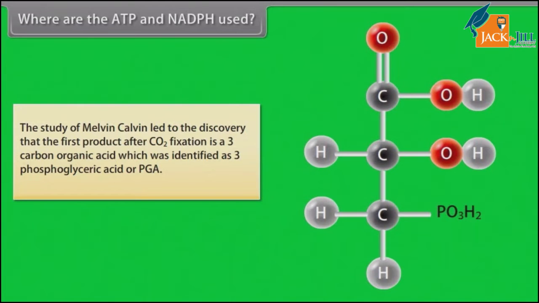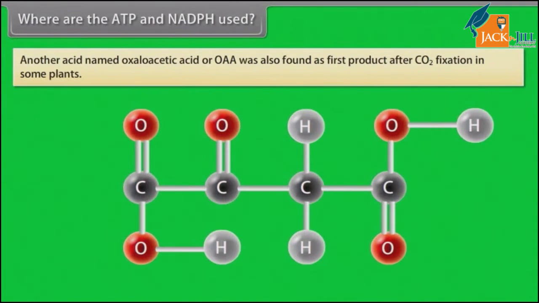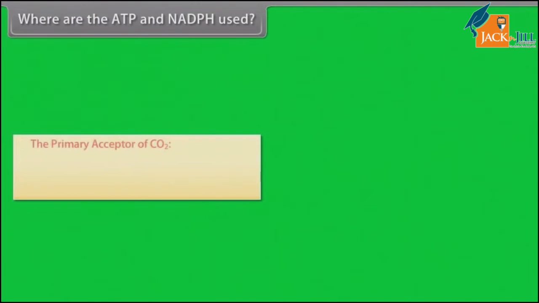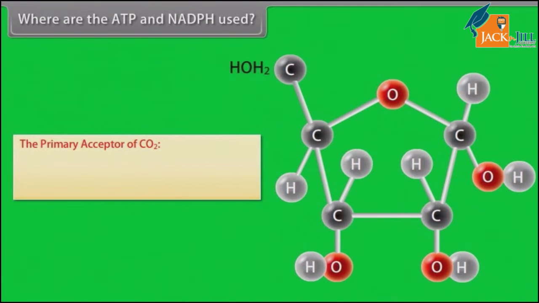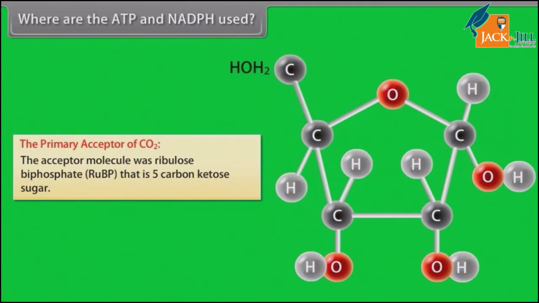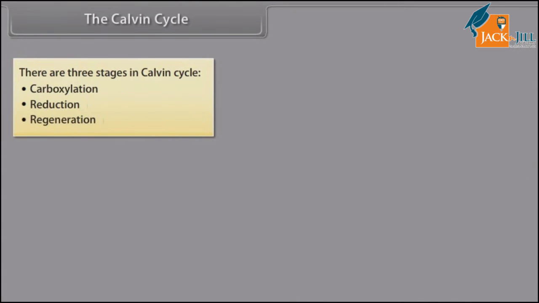or PGA. Another acid named oxaloacetic acid or OAA was also found as first product after carbon dioxide fixation in some plants. The primary acceptor of CO2. The acceptor molecule was ribulose bisphosphate, RuBP, that is a 5-carbon ketose sugar. The Calvin cycle. There are 3 stages in Calvin cycle. They are carboxylation, reduction, regeneration.